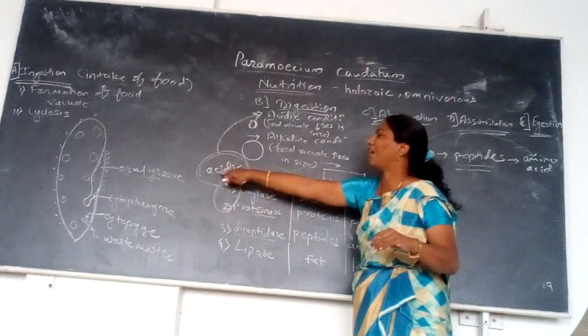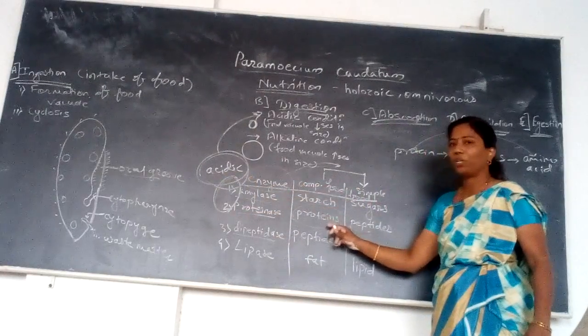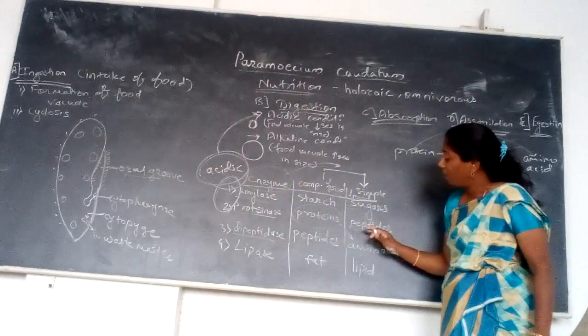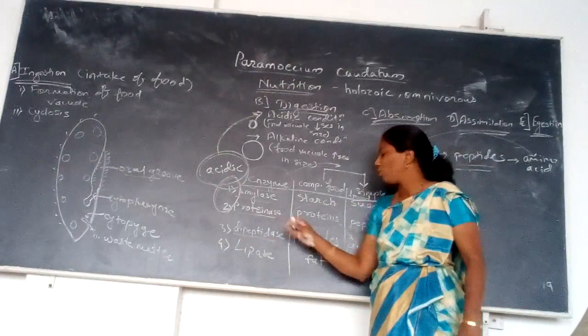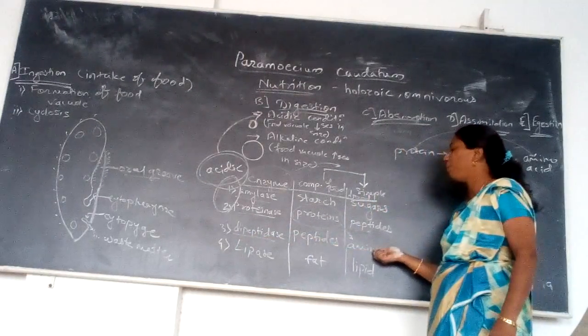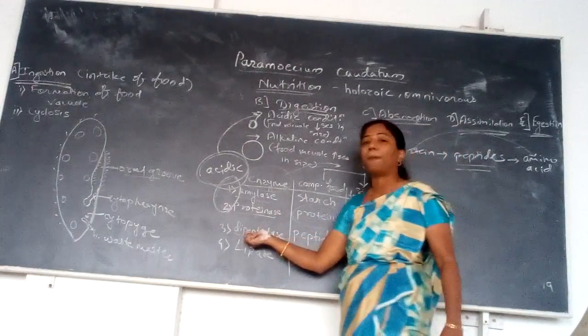The protease enzyme acts on the protein, and it may get converted to peptides. Then the peptides, which are the intermediate, can get converted into amino acids with the help of the enzyme. We call it dipeptidase.